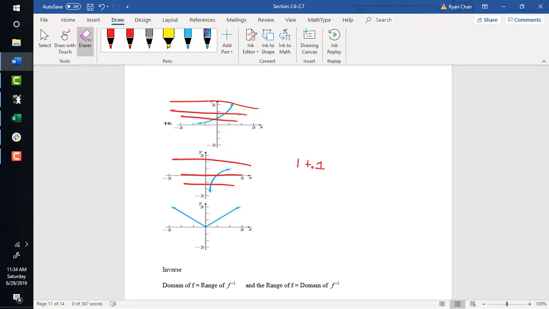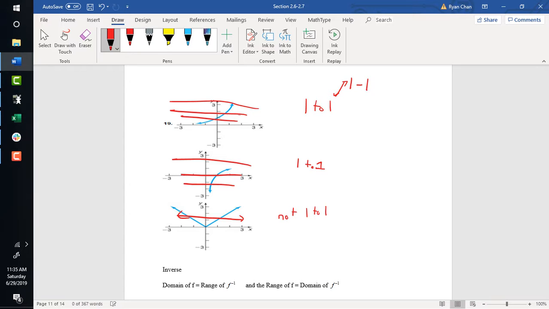Sorry, I should probably literally spell out 1-to-1. Sometimes they do a 1-1, and that's essentially saying 1-to-1. So I just want to emphasize that so you don't get too confused. Now notice here, this third picture is not 1-to-1.